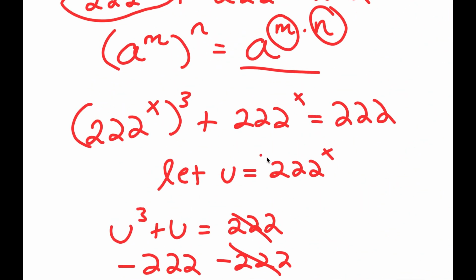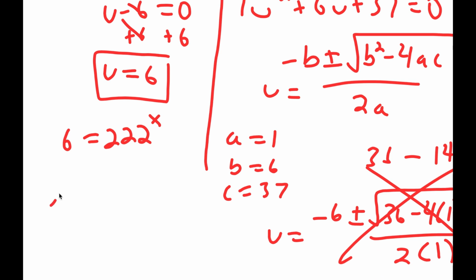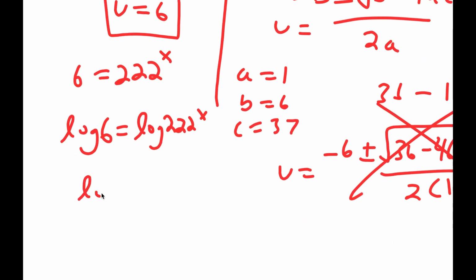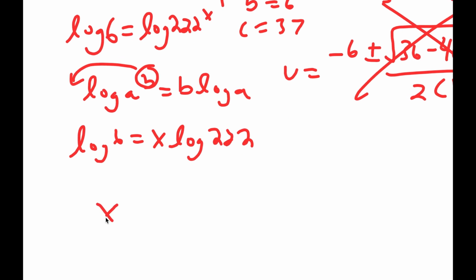Now, remember how we let u equal 222 to the power of x, meaning 6 is equal to 222 to the power of x. So to solve this, I'm going to take the log on both sides, so I get log 6 is equal to log 222 to the power of x. And if I have something in the form log a to the power of b, I can move b to the front, so it's going to equal b times log a. So in this case, log 6 is equal to x times log 222, meaning x is equal to log 6 over log 222.